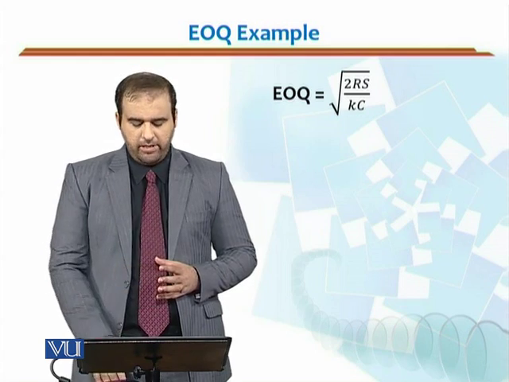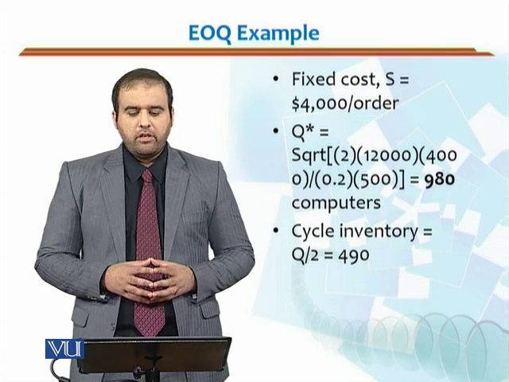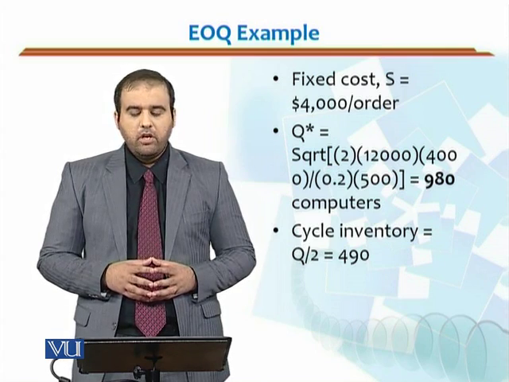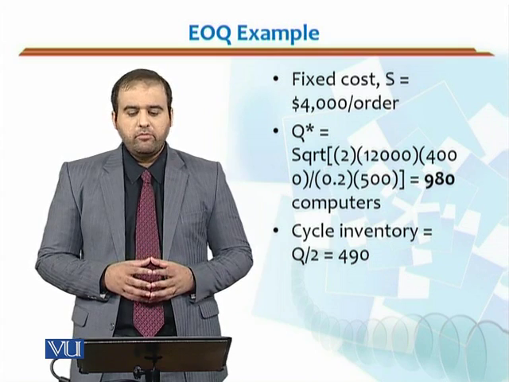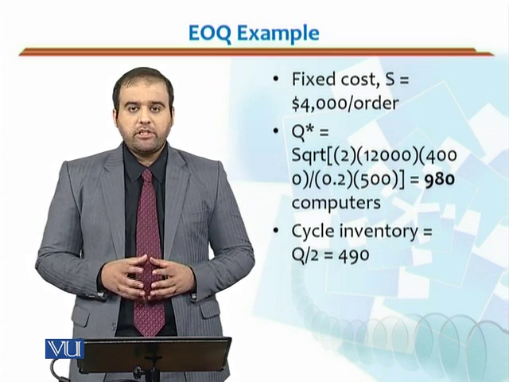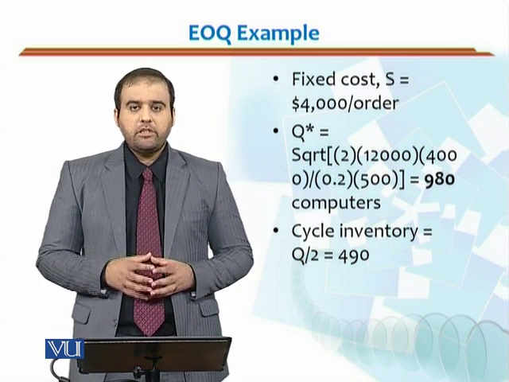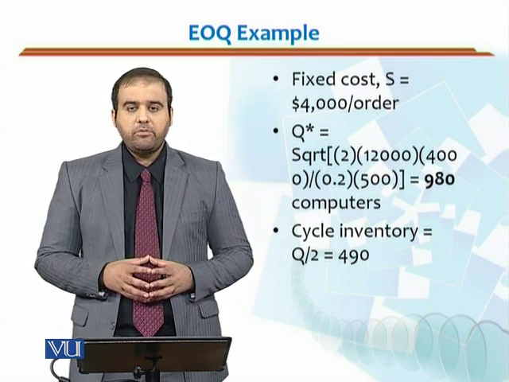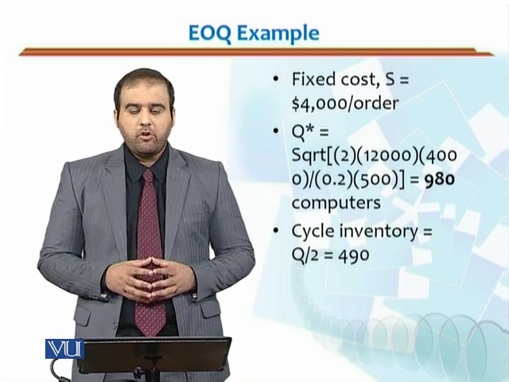Now we will put in the values in order to understand that scenario. Let us take our fixed cost to be $4,000 per order. Now our Q star, the economic order quantity, according to that formula would be 980 computers. By putting in the values, you will come up with the lot size, or order size, of 980 computers. So that means in every production run we should be producing 980 computers. That will achieve economies of scale, in terms of my holding and setup cost.